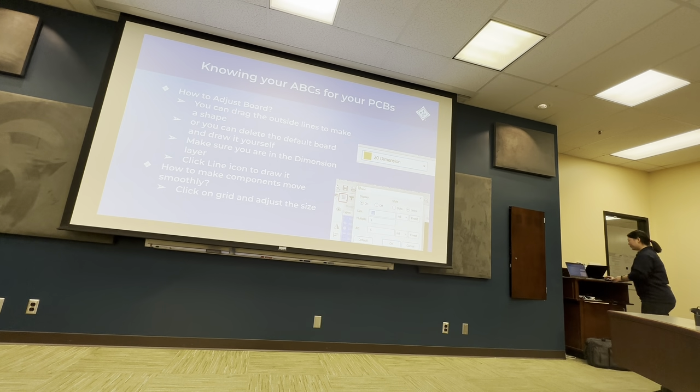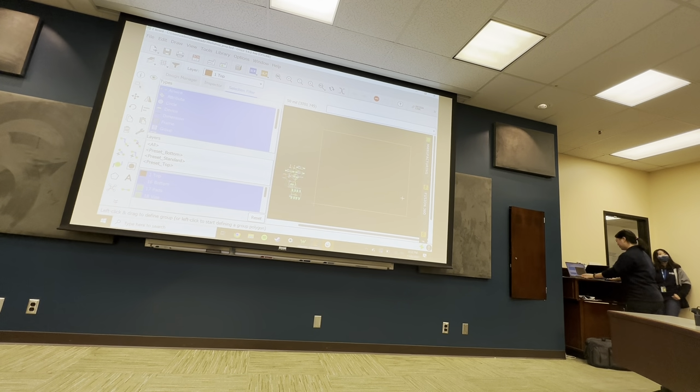Okay. Now for adjusting your board, after you generate your PCB board, there's a huge block, but we can actually reshape it and change it to the shape you want. You can do this by dragging the outside lines together and making the shape that you want. Also, there's a way to make the components move more smoothly. You can go into your grid and change the size values. So I'm just gonna show you how to adjust your board right now. You can basically click and literally drag it and make your shape.